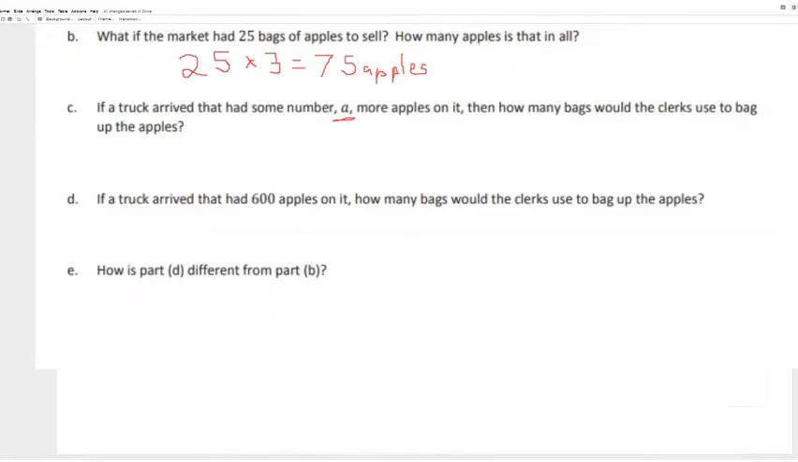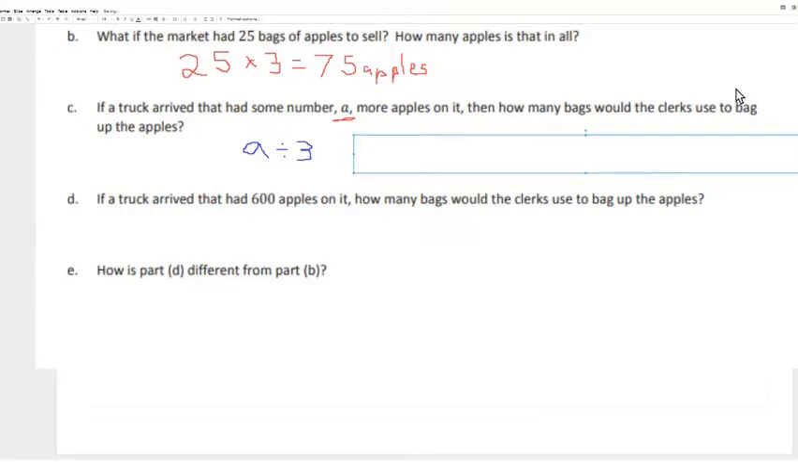So if we're given a number of apples, we divide it by the same number 3 to go back to the number of bags. So on this one, it says the truck arrived with a number of apples. How many bags would the clerk use to bag up the apples? Well, this is now a division problem. So if I'm given a number of apples, I would divide it by 3. So A divided by 3 would give us the number of bags. Now, because this is apples, there's one more little piece that we need here. Because what happens if we have a remainder? What happens if there's leftovers?